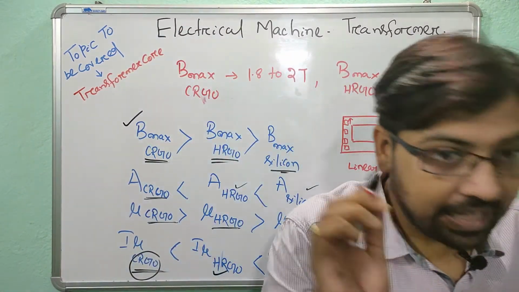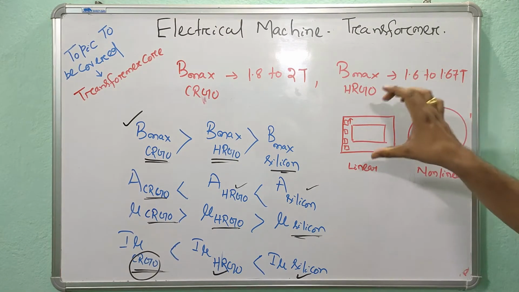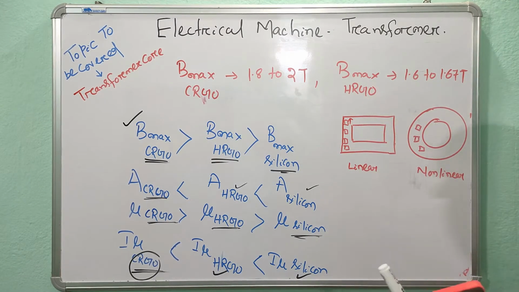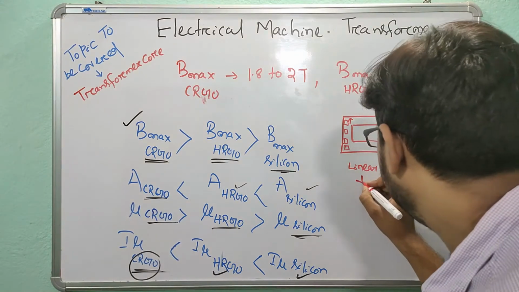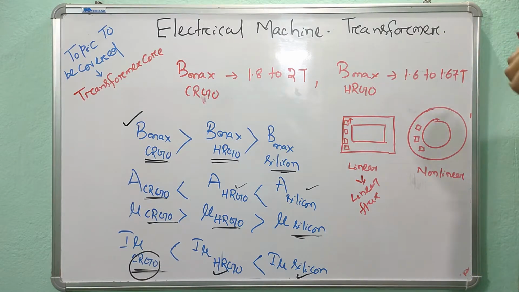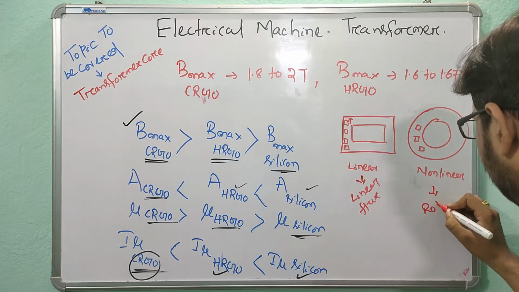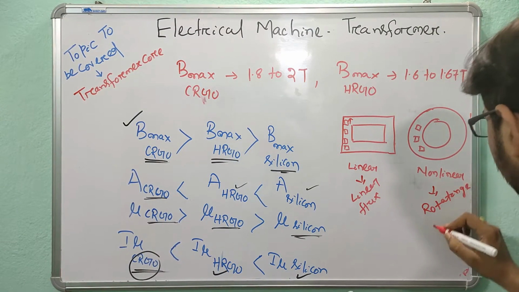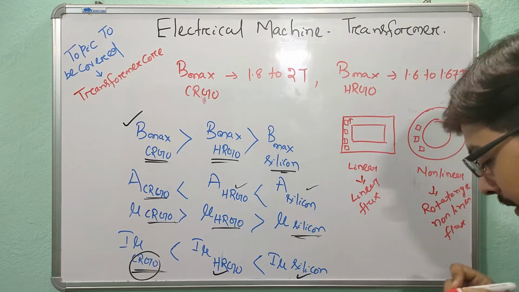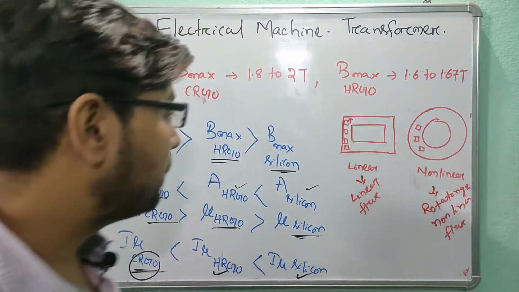Another advantage of this CRGO steel is that the grain or the flux flows along the edge of the core, that is linear flux. We get linear flux in CRGO steel, so CRGO steel is used in transformers, but for rotating machines we get non-linear flux, so in rotating machines CRGO steel is not used, it is only used in the transformer core.